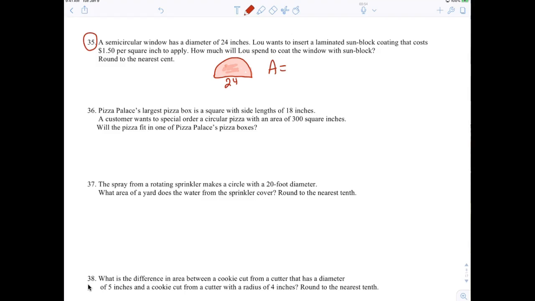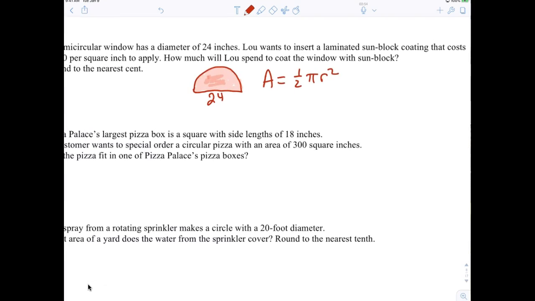One half pi r squared. What's the radius? 12. So I want everybody to do that. A equals one half pi times 12 squared. And tell me how much that is, about. Someone tell me. Come on, someone tell me. One half pi times... 226.2, so we'll just go ahead and say 226.